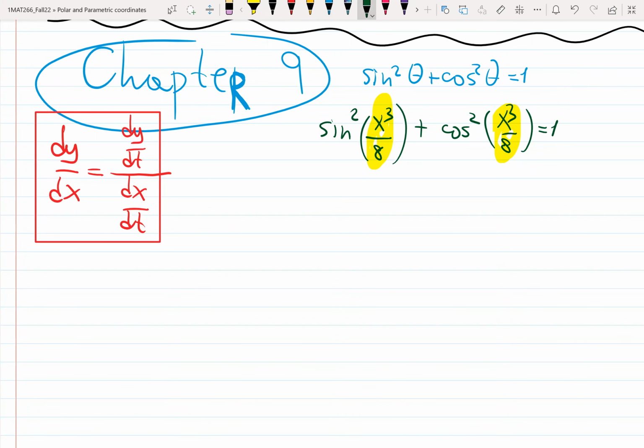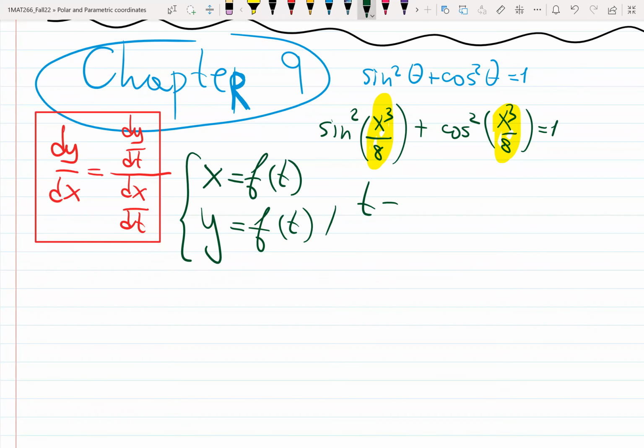Why did the t show up? Because x now is a function of t and y now is a function of t. And the t is called the parameter. That's why it's called a parametric equation. Parameter.